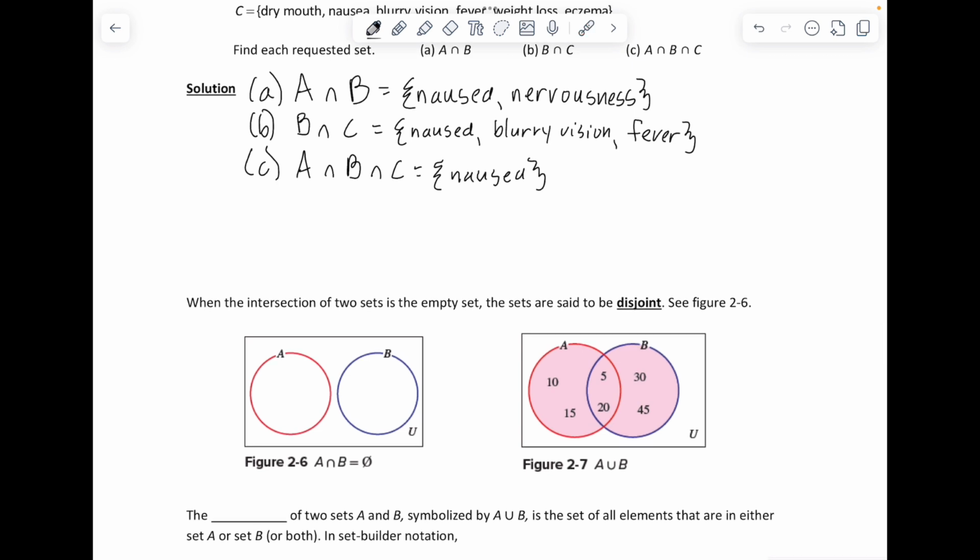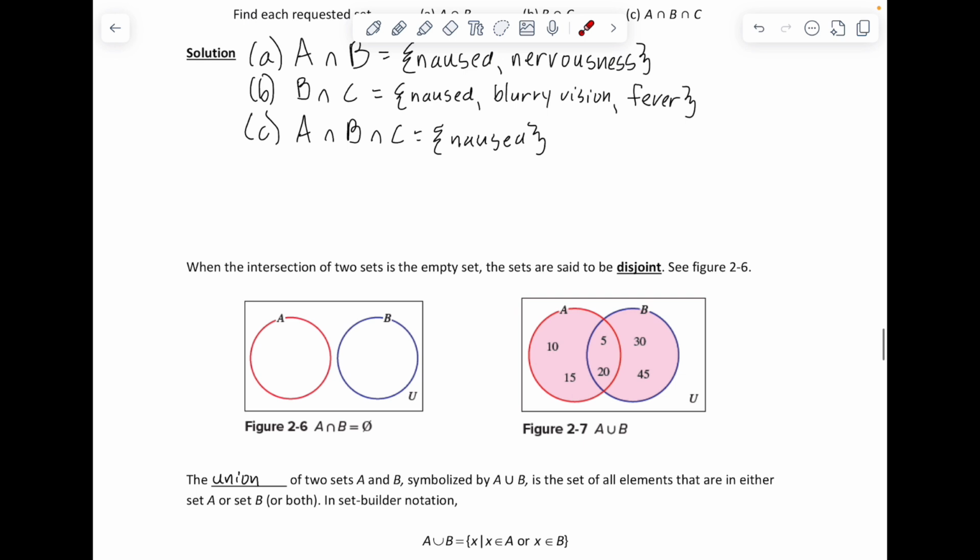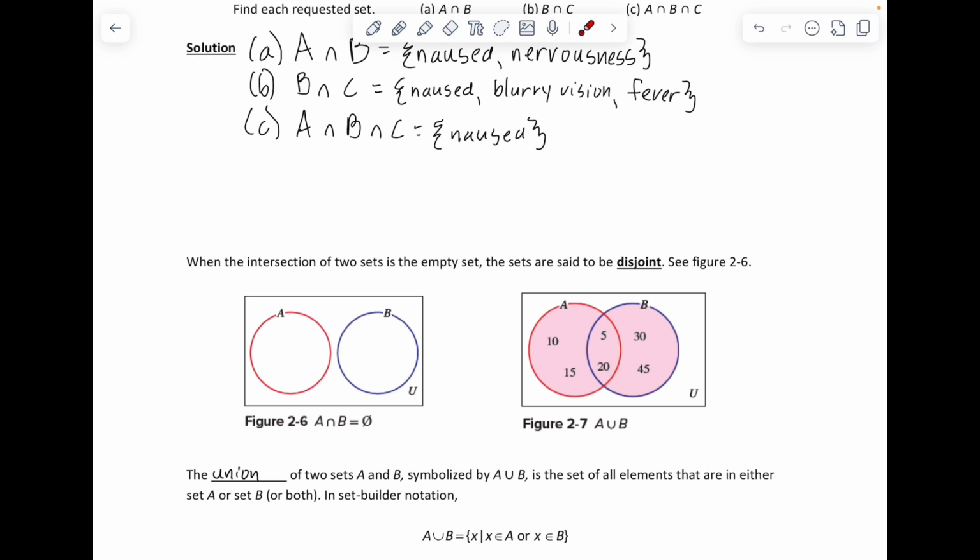Another term to define here, the union of two sets A and B, symbolized by this symbol, looks like just a U. We say A union B. This is the set of all elements that are in either set A or B or both. In set builder notation, we would say A union B would be the set of all X such that X is an element of A or X is an element of B.